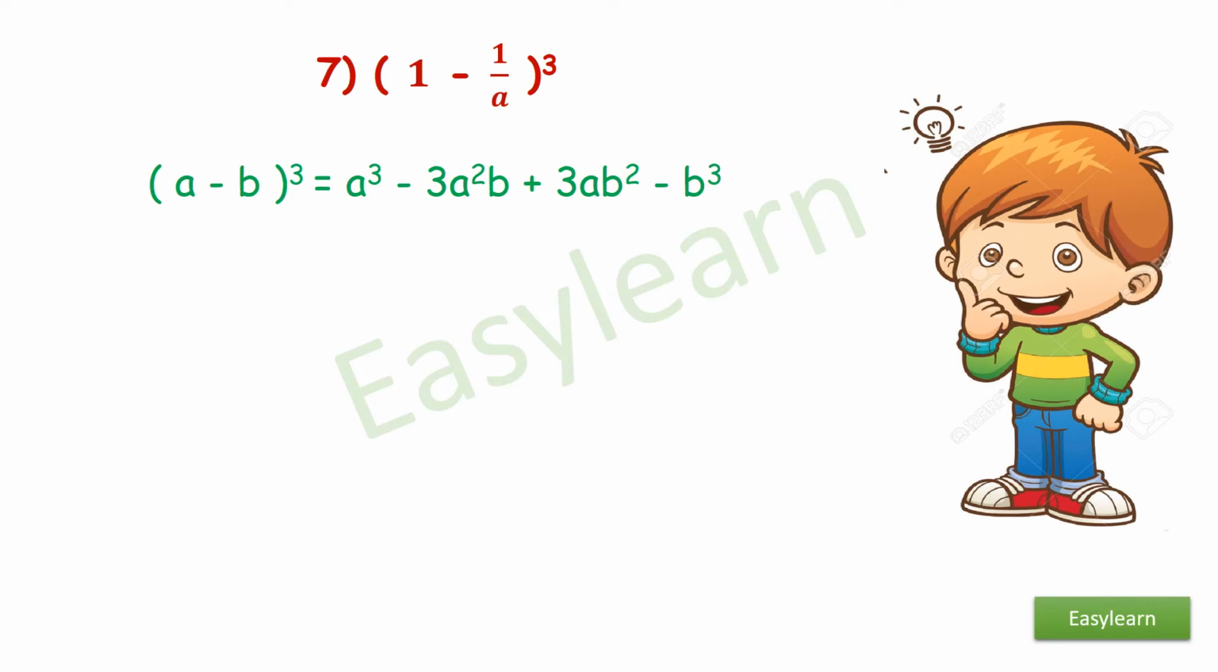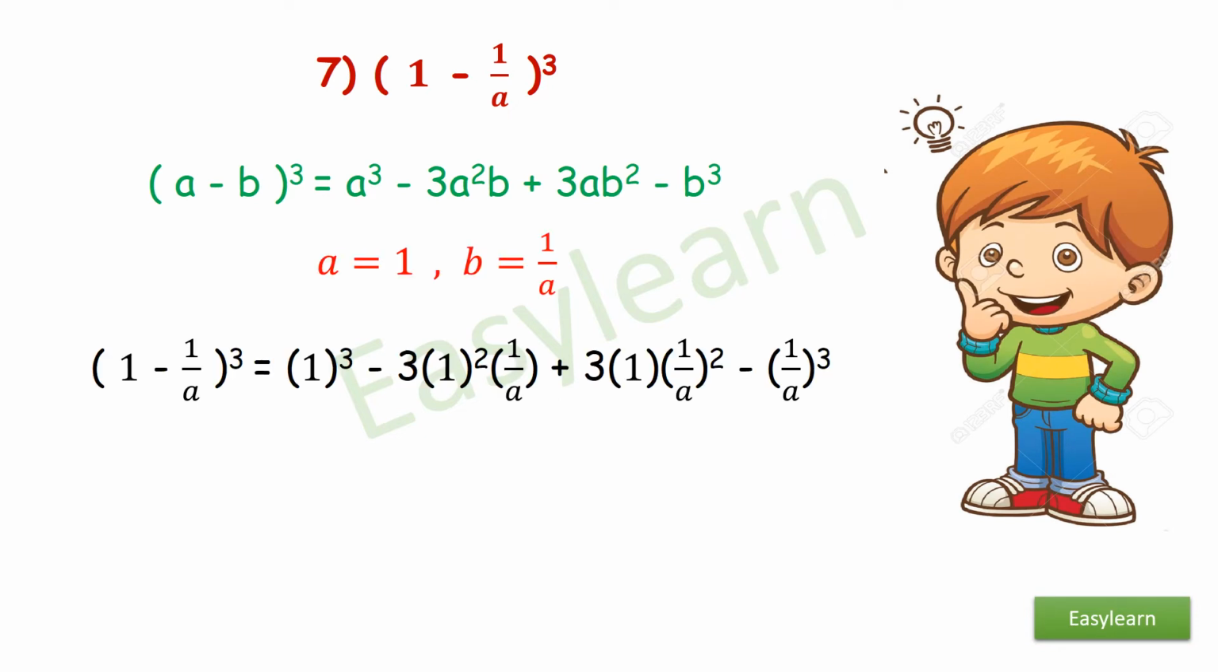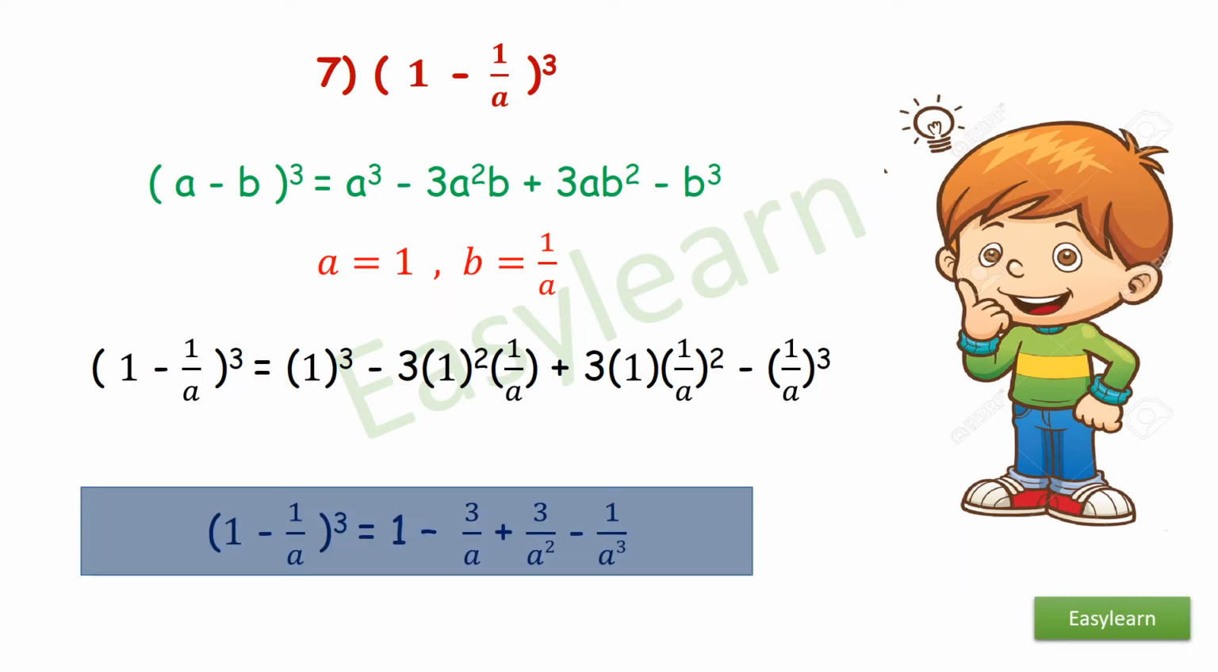Seventh sum, 1 minus 1 upon a the whole cube. Write down the formula. A is equal to 1, B is equal to 1 upon a. Substitute the values, we get 1 minus 1 upon a the whole cube is equal to 1 cube minus 3 into 1 square into 1 upon a plus 3 into 1 into 1 upon a the whole square minus 1 upon a the whole cube, which is equal to 1 minus 3 upon a plus 3 upon a square minus 1 upon a cube.